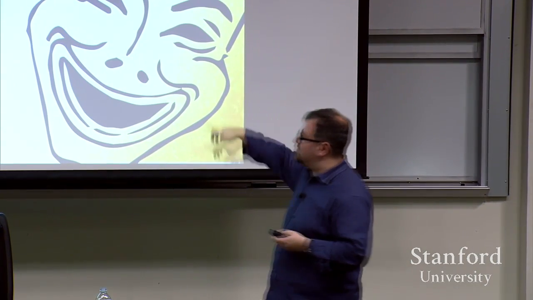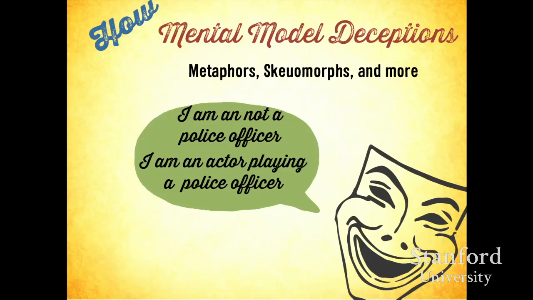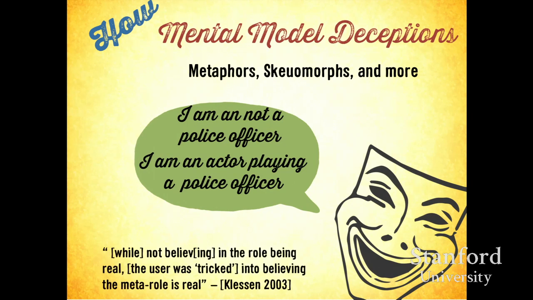So what the system designers said was, fine, we're going to tell people this: I am not a police officer. I am an actor playing a police officer. When they did that, while not believing in the role being real, the user was tricked into believing the meta role was real. It's kind of clever, right?